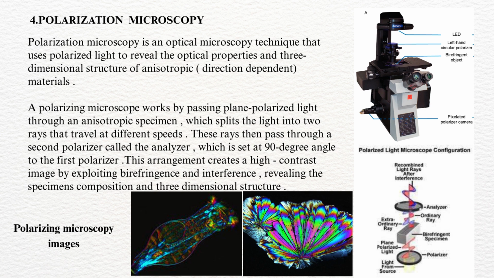The plane polarized light, when it passes through the anisotropic specimen, splits into two rays that travel at different speeds. These two rays then pass through a second polarizer called the analyzer. The analyzer is set at a 90-degree angle to the first polarizer. This type of arrangement creates a high contrast image by exploiting birefringence and interference, which reveals the specimen's composition and its three-dimensional structure. Below, I have attached some pictures of the specimens under polarization microscopy.